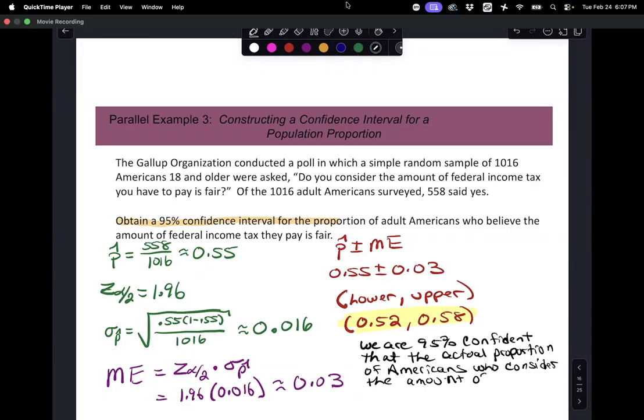The amount of income tax they pay to be fair is between, I'm going to write a little different this time, 52% and 58%. We are 95% confident the actual proportion of Americans who consider the amount of income tax they pay to be fair is between 52% and 58%. So that gives us that margin of error.